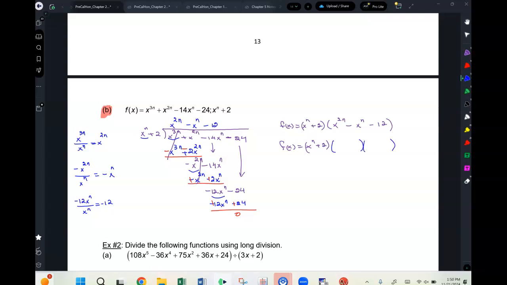When I factor this out, it'll be x to the n, x to the n. Because when you multiply those out, it'll be x to the 2n. So now how do I get these other numbers? You just do the math.